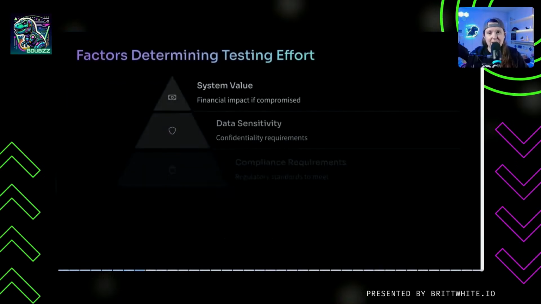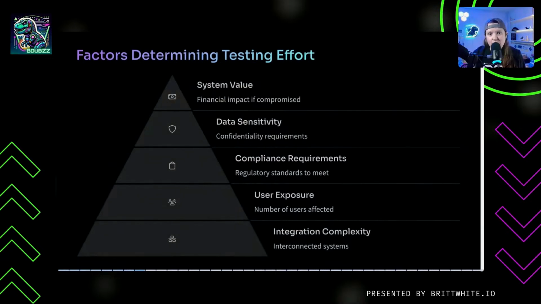So how much testing effort should we invest? Determining the right testing effort for each system is all about quantifying value and risk through 5 key factors. First is system value, specifically financial impact. How much could we lose if the system fails or gets compromised? Higher potential financial losses require more thorough testing. Second comes data sensitivity. Are we handling public information or highly confidential data like credit card numbers and health records? More sensitive data requires more rigorous testing.